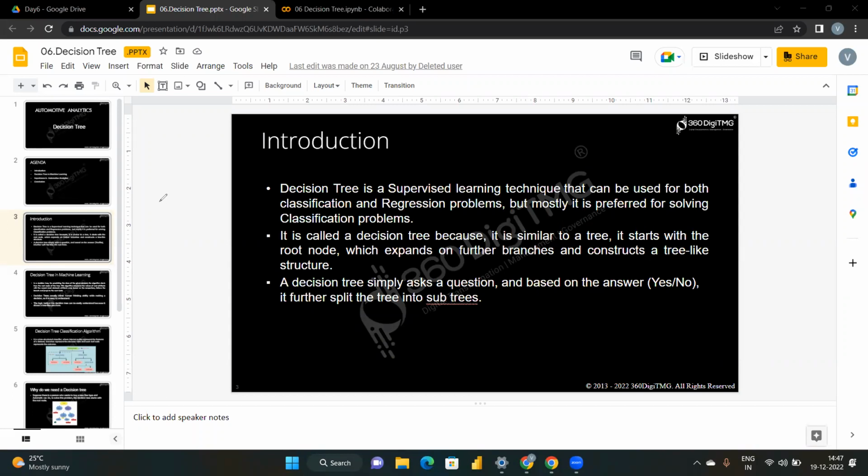The goal of this decision tree is to create a model that predicts the value of a target variable by learning simple decision rules inferred from the data features.